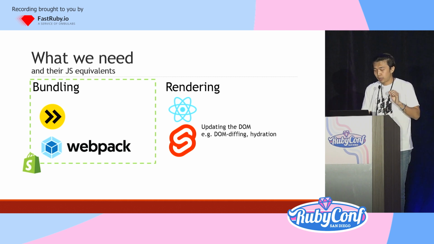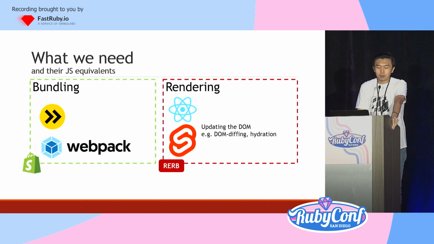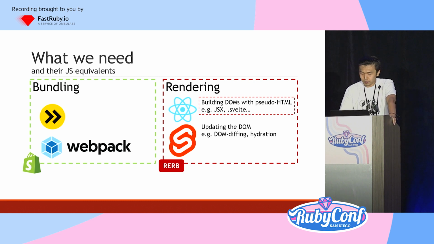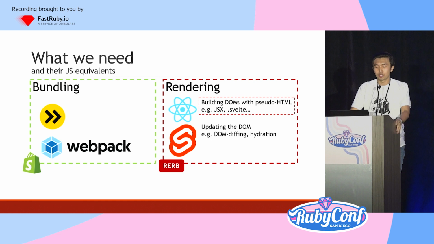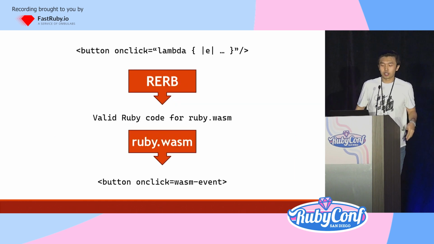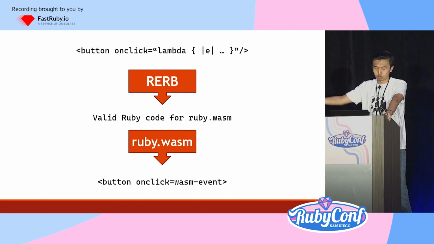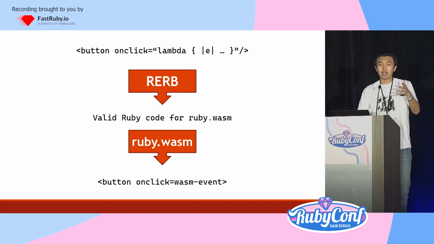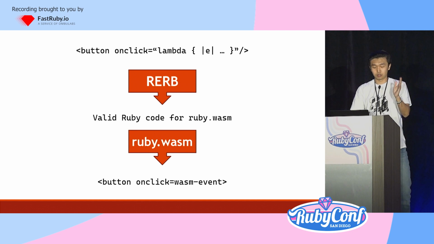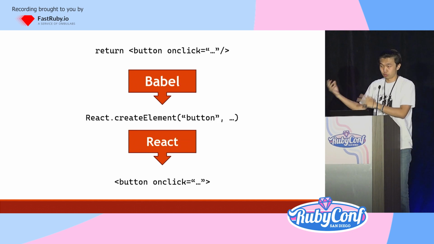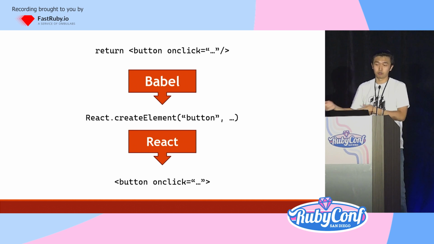And my gem, ReRB, aims to tackle the second half, where we want to build DOMs with a pseudo-HTML syntax. What ReRB essentially does is compile ERB into valid Ruby code for Ruby WebAssembly, and then it compiles that into valid HTML or whatever code you need. If you are familiar with Babel and React, this is what Babel actually does with JSX.